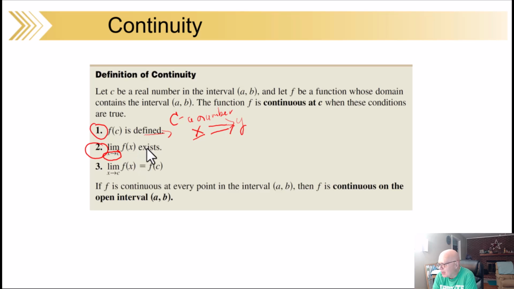But that's not enough. You have a third condition. You have a limit from the left side, a limit from the right side. They exist, but are they the same? And are they equal to the function value or the y value where you have x equals c? You need all three of those to actually have continuity.